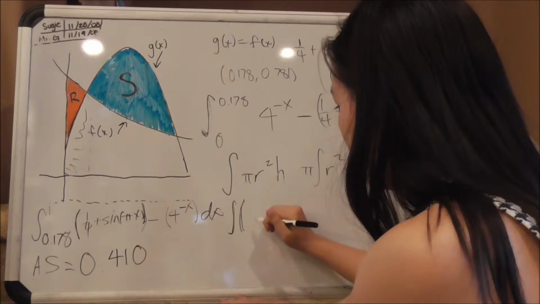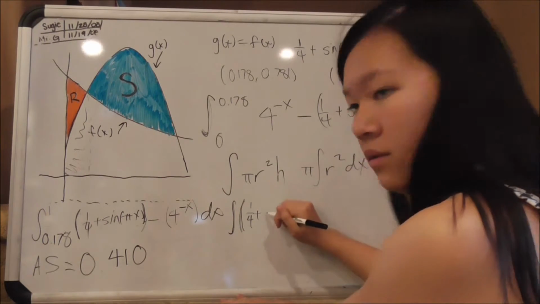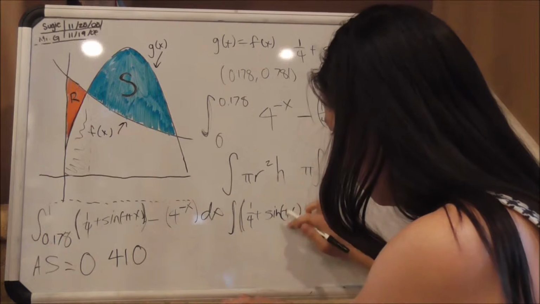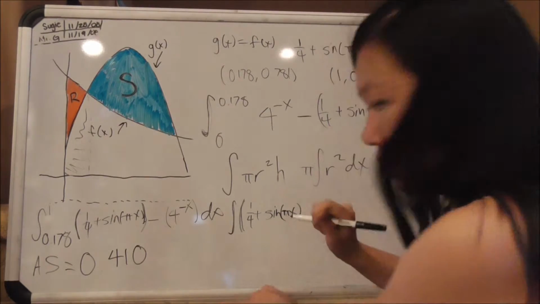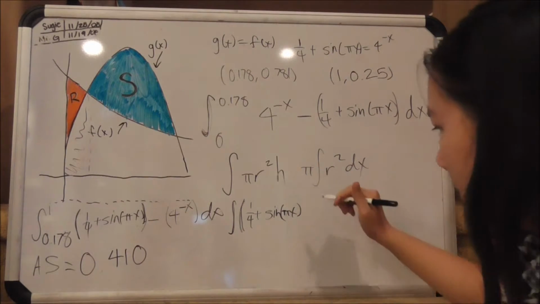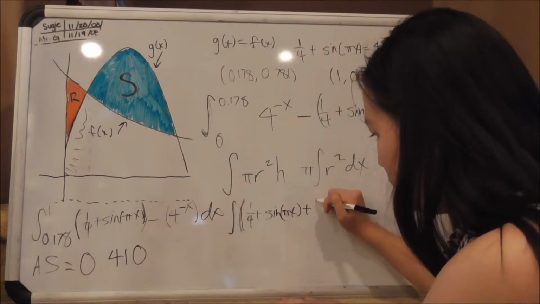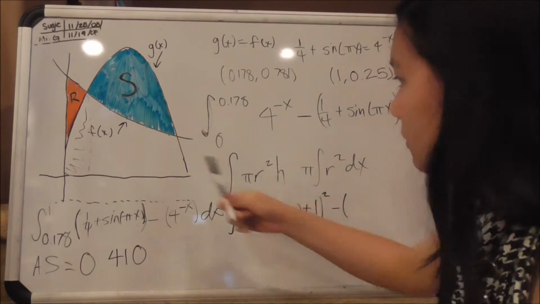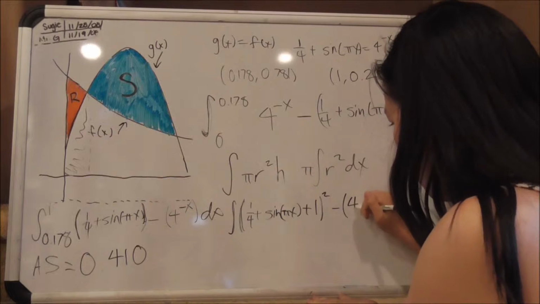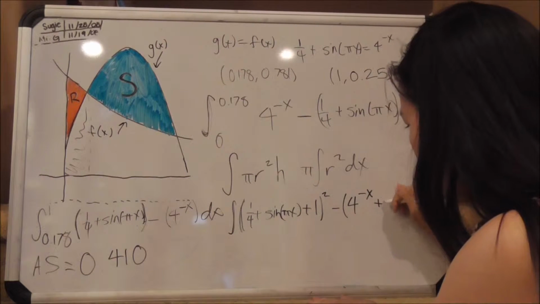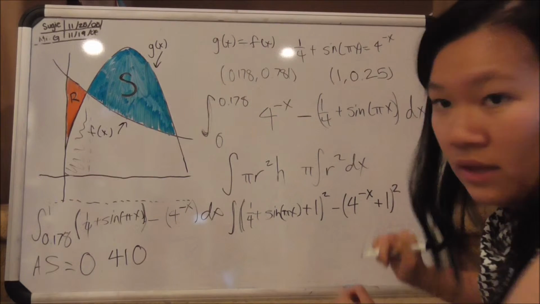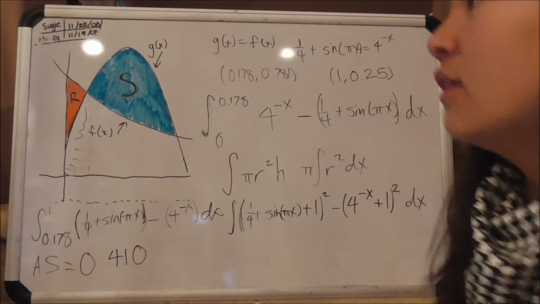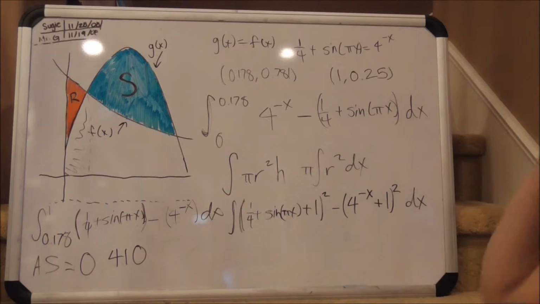integral, top function 1/4 plus sine pi x minus -1, or plus 1. And since r is squared, you need to square that. Now you're going to subtract this lower equation, 4 to the power of -x minus -1, which is again plus 1. You square that too. Add in your dx. Never forget your dx, which is a point itself on the AP exam.